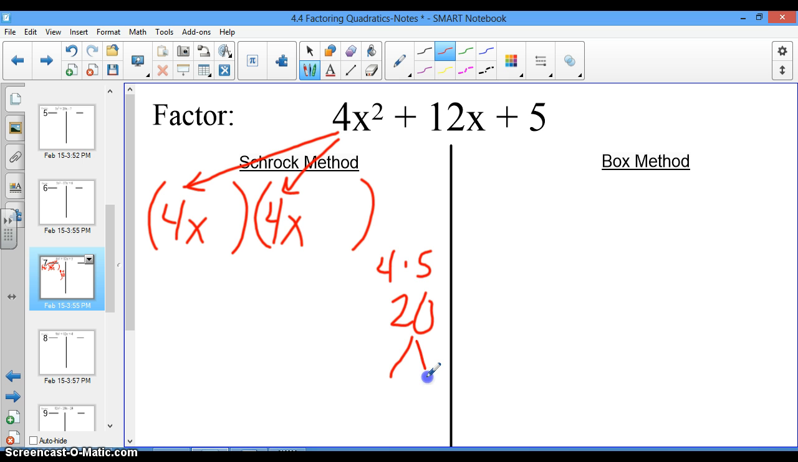Well, what two numbers multiply to 20 but add up to your middle number of 12? 10 and 2. Put those numbers in. It does not matter which order.